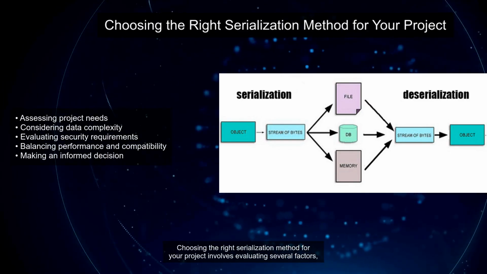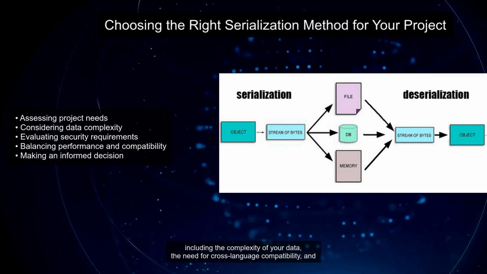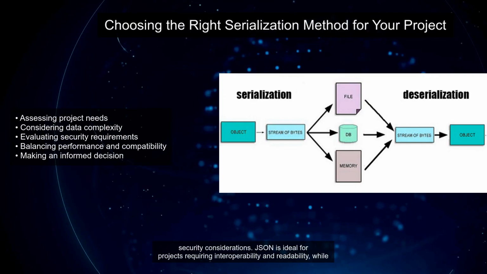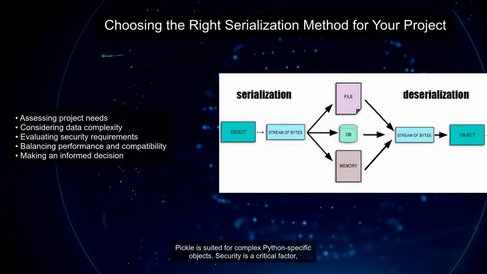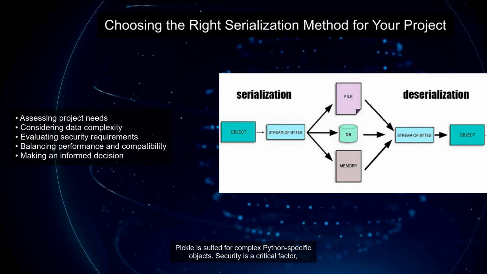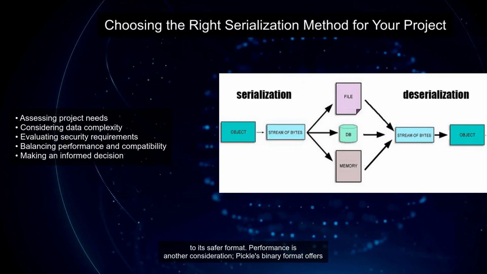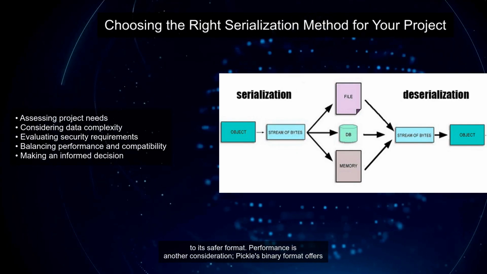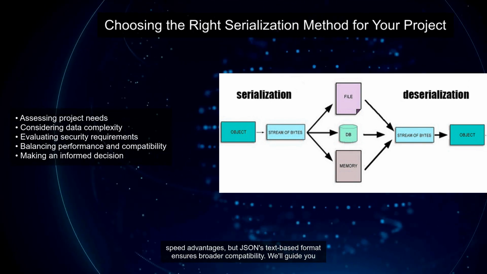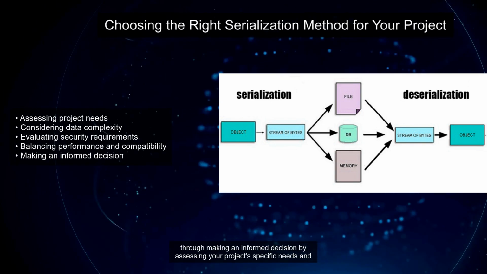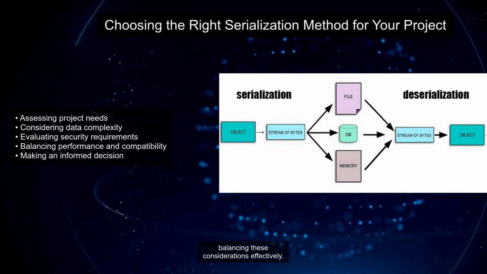Choosing the right serialization method for your project involves evaluating several factors, including the complexity of your data, the need for cross-language compatibility, and security considerations. JSON is ideal for projects requiring interoperability and readability, while Pickle is suited for complex Python-specific objects. Security is a critical factor, especially for applications handling sensitive data, where JSON may be preferable due to its safer format. Performance is another consideration. Pickle's binary format offers speed advantages, but JSON's text-based format ensures broader compatibility. We'll guide you through making an informed decision by assessing your project's specific needs and balancing these considerations effectively.